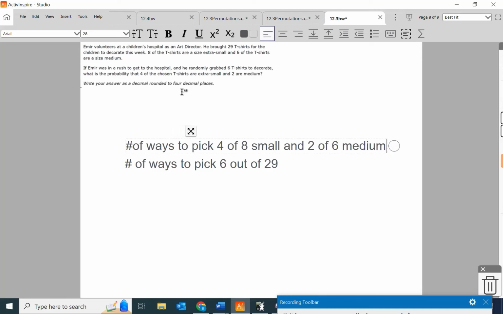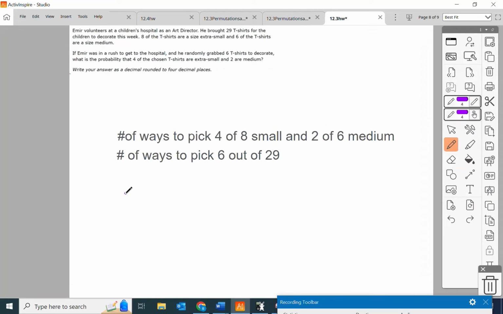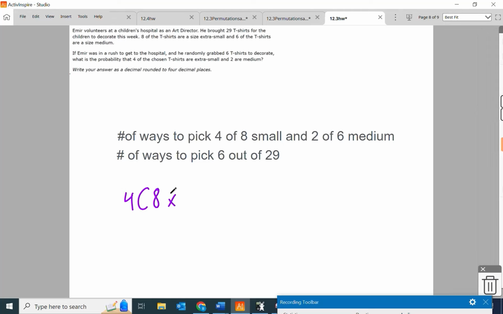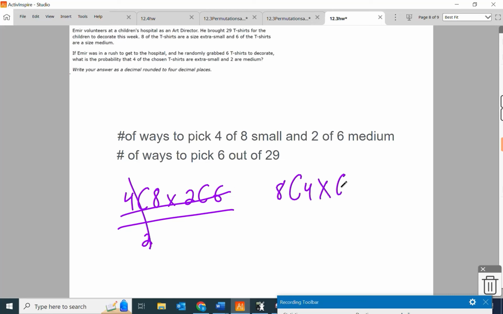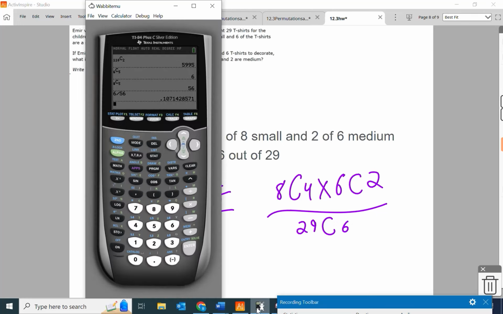And means multiply. So what I have here is 8 choose 4 times 6 choose 2, sitting pretty over 29 choose 6. And that's the math I have to do. And then I can get down to tutoring.